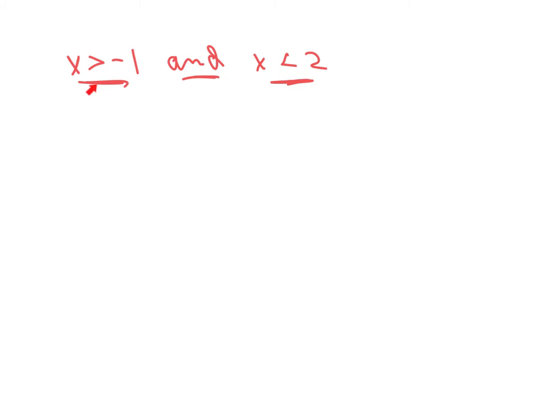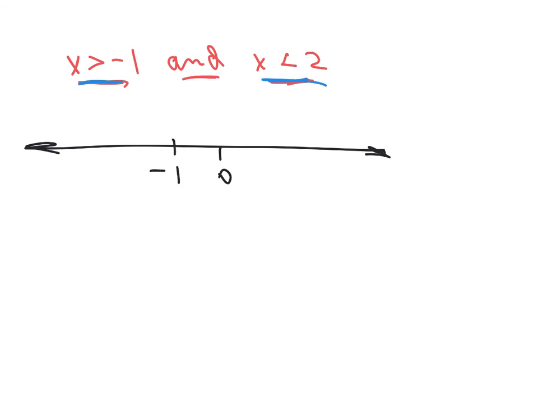So, for example, we could not use -4 as one of our answers. Although it's less than 2, it is not greater than -1. So it has to be true for both of these. So here's what we're going to do here. We are going to graph each one again. So here's my graph. I'll put 0 here, -1 here, and 2 here.